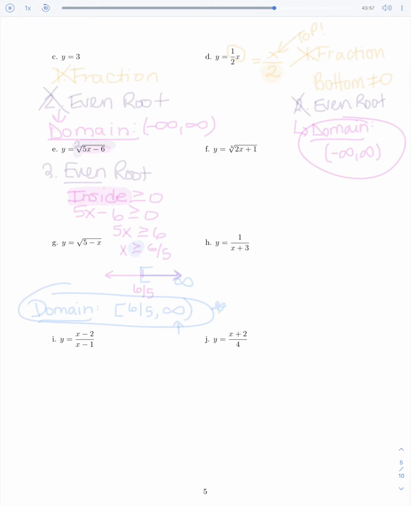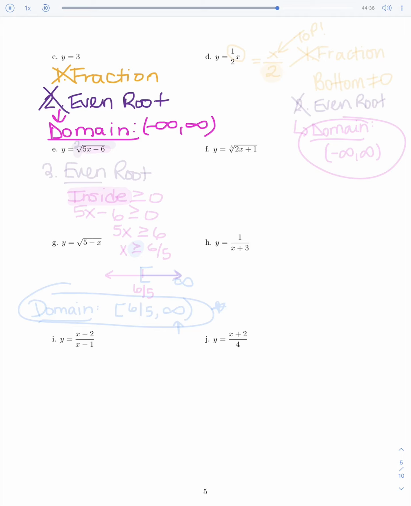Continue along. In C, we have the function y equals 3. Again, we're going to do the same thing. Let's go through a list. Our number one issue is, do we have a fraction? And the answer is no, so I'm not even going to worry about it. Number 2, do I have an even root? Well, I don't have that either, so I'm not worried about that. So I have none of my mathematical no-nos, so my domain is negative infinity to infinity.